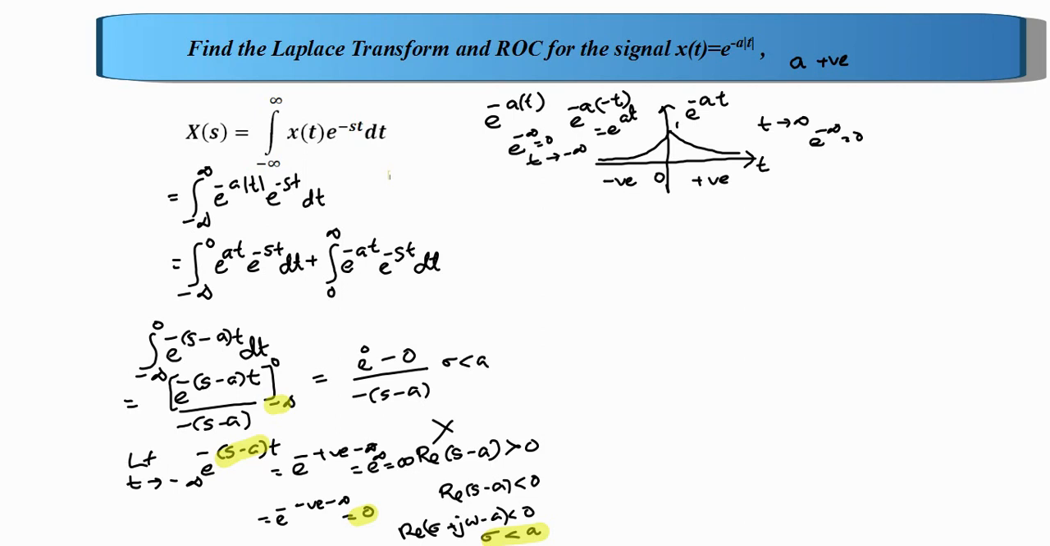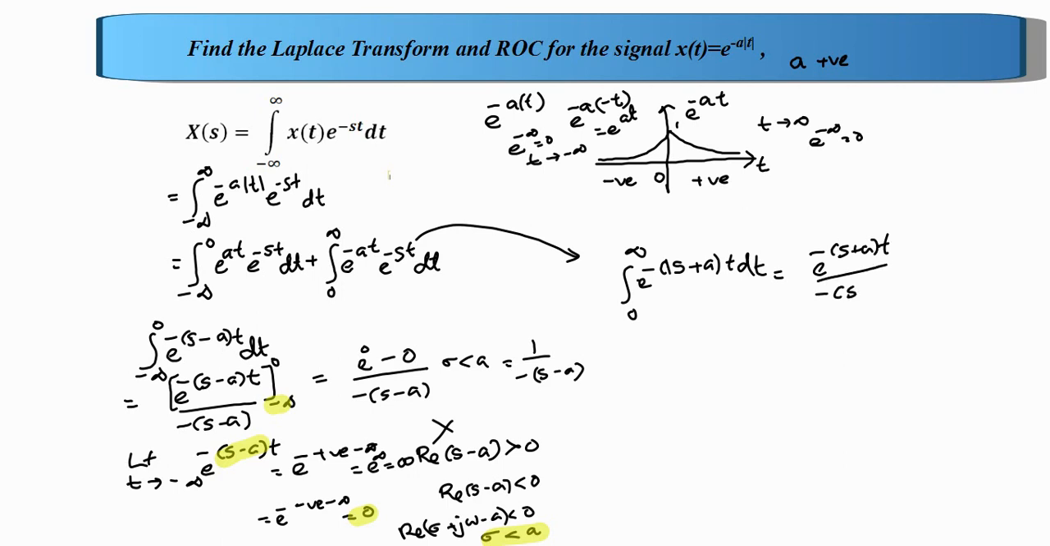Now we will consider the second integration. In the second integration, it's from 0 to infinity e raised to minus, and here also after simplification you will get 1 by s minus a, with a minus also. If you simplify this integration, it becomes e raised to minus s plus a into t dt. If you integrate this, you get e raised to minus s plus a into t divided by minus s plus a, and the limit is from 0 to infinity.